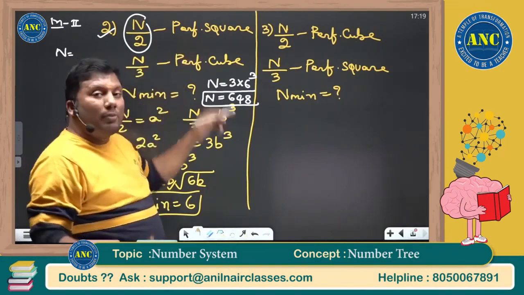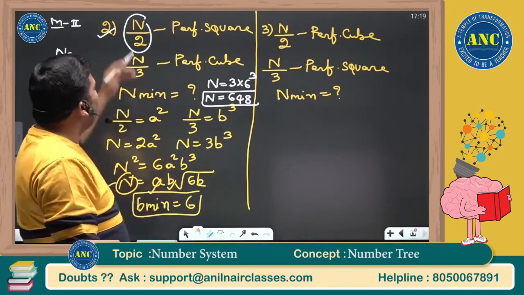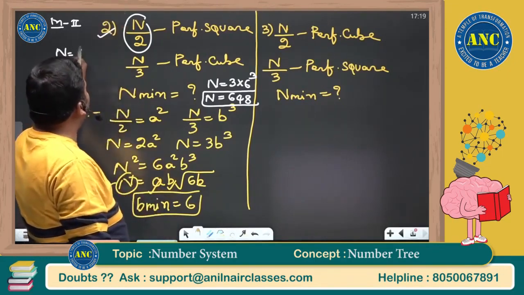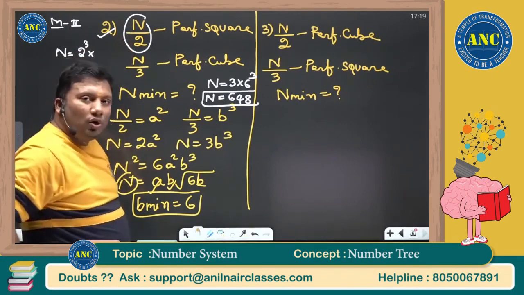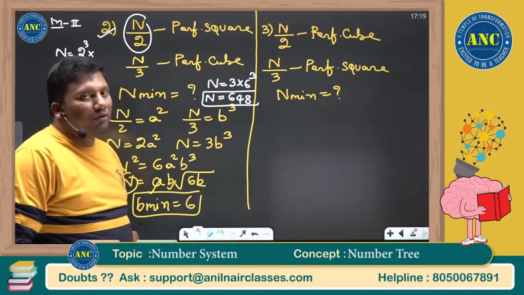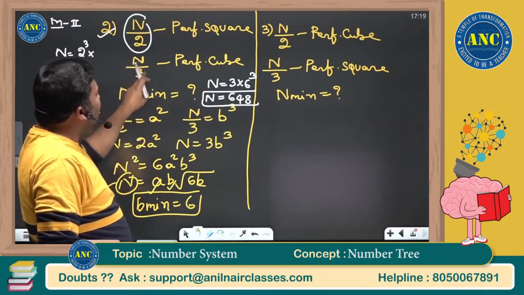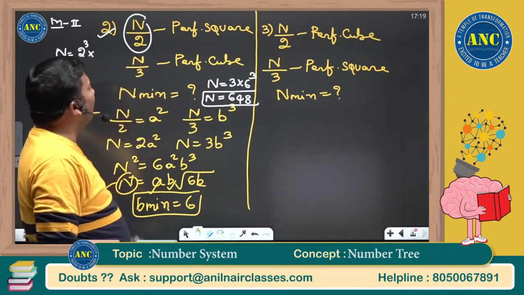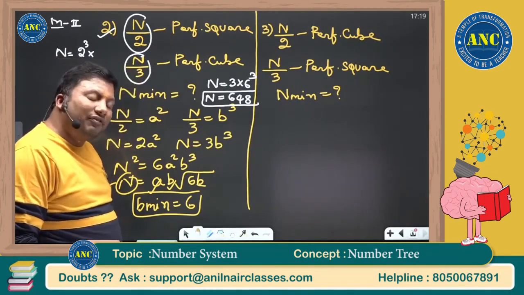A perfect square means it should be of the form 2 square, 2 power 4, 2 power 6 and so on. That number, when you divide by 2, suppose I divide 2 cube by 2, it is 4, which is a perfect square. N by 3 should be a perfect cube. This number, when you divide by 3, should be a perfect cube.